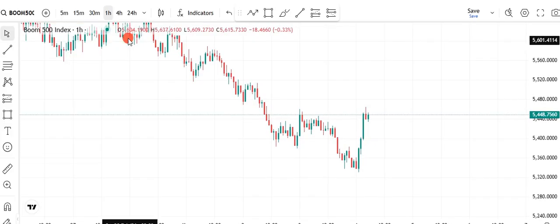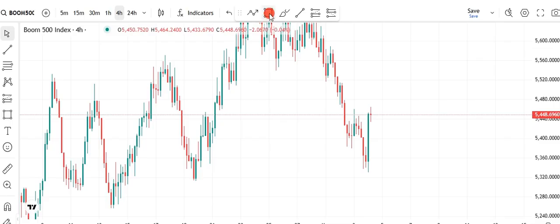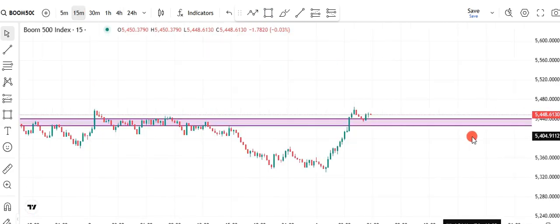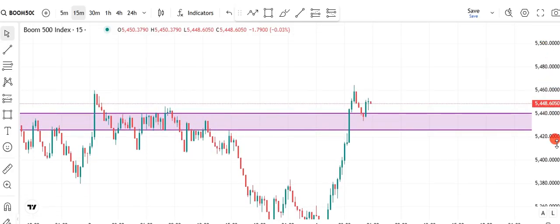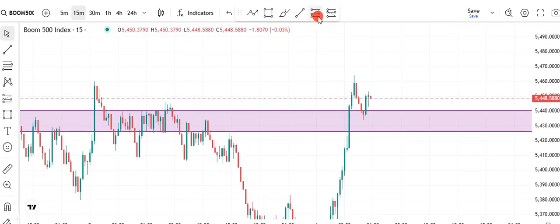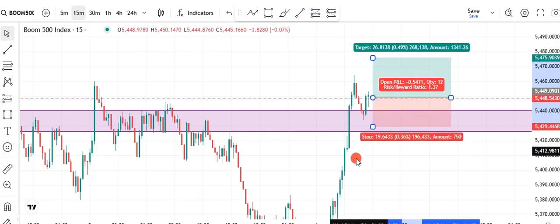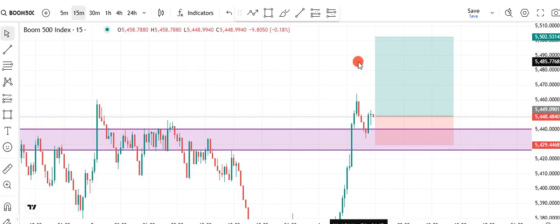All right. So here's Boom 500. Let's go to our charts. Okay, so you can see the market actually just broke above this. That means we should be looking for a buy setup as a day trader. And I think yes, this is actually a nice buy setup. Buying this, stop loss below this, and of course, take profit at 1:2 risk to reward ratio.